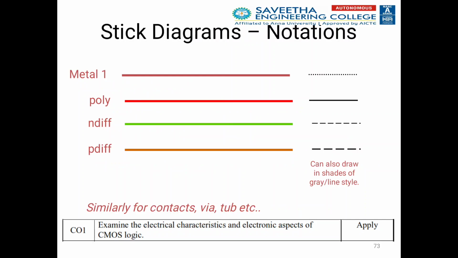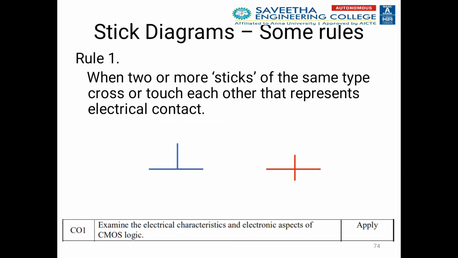The stick diagram notations: there are metal, polysilicon, N diffusion layer and P diffusion layer. These are different kinds of materials. You need to follow some set of rules.